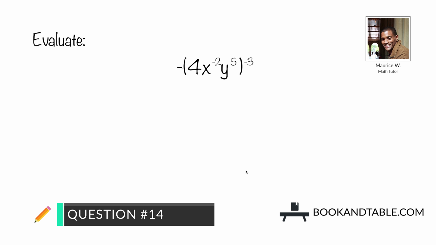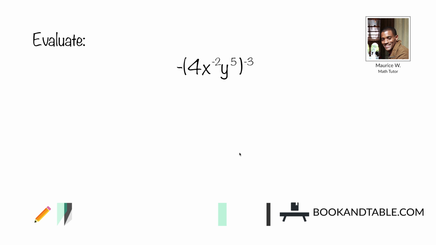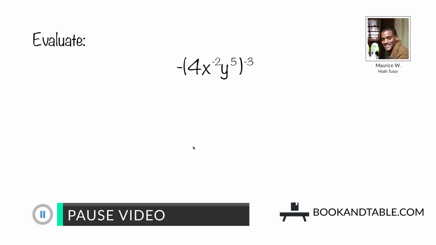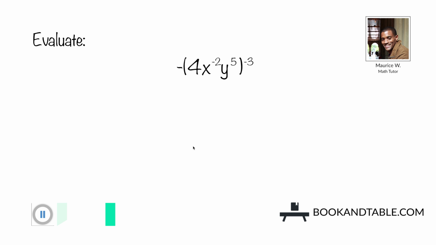Question number 14. Evaluate -4x to the -2, y to a power of 5, all to a power of -3. Pause the video, answer this question, and then press play when you are ready to begin.